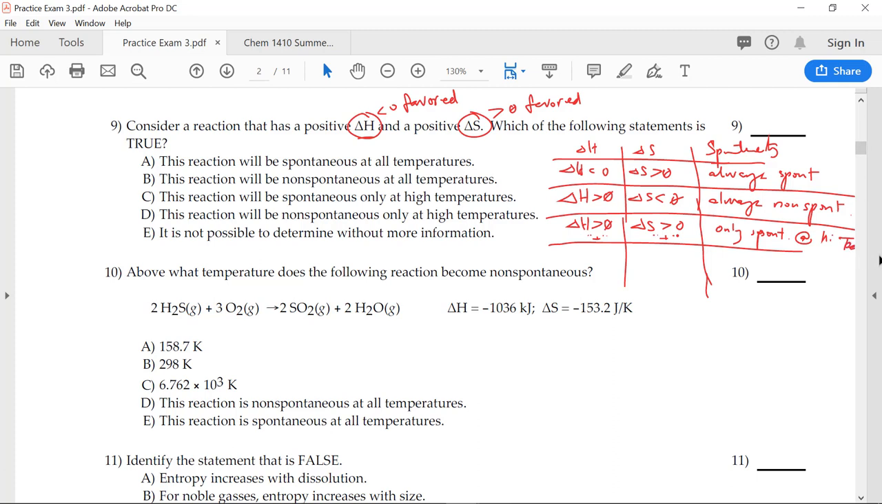High temperature. Okay? So the opposite is also true. When delta H is favored, or it's an exothermic reaction, and delta S is disfavoring, or entropy is decreasing, then the spontaneity depends on the temperature. It's only spontaneous at low temperature, and this so-called high or low is a relative number for that particular process.